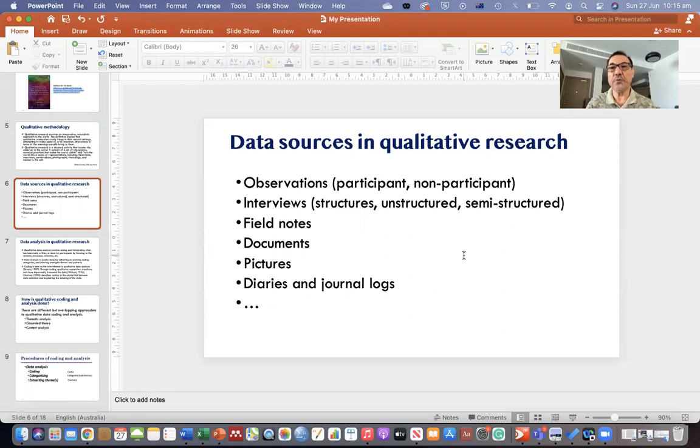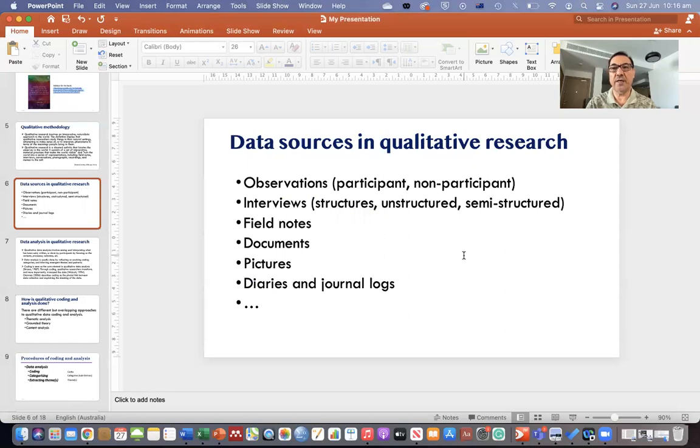Field notes are very important. As you observe as a researcher, you usually take field notes. These field notes could be taken in writing or orally, nowadays using a smartphone, and therefore recording your observations in addition to what you might systematically do in the observations.